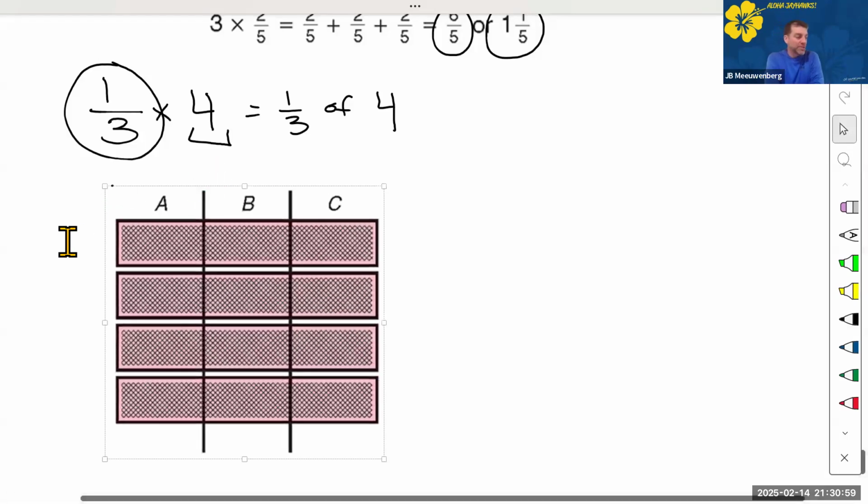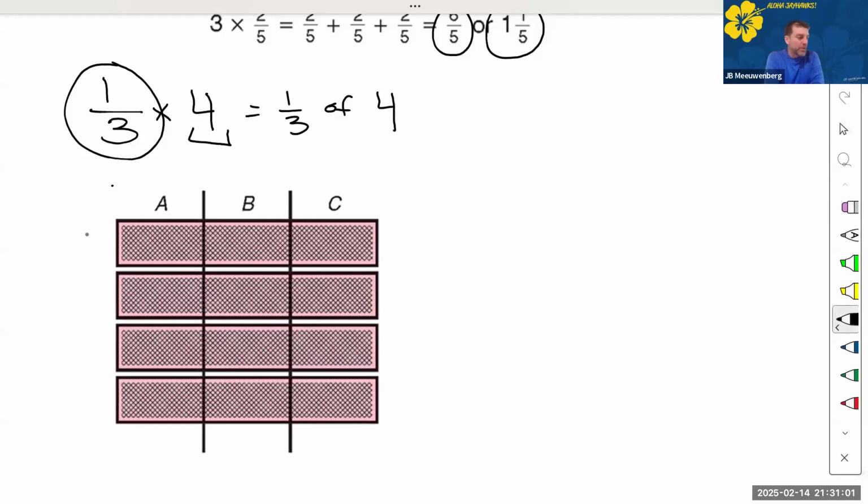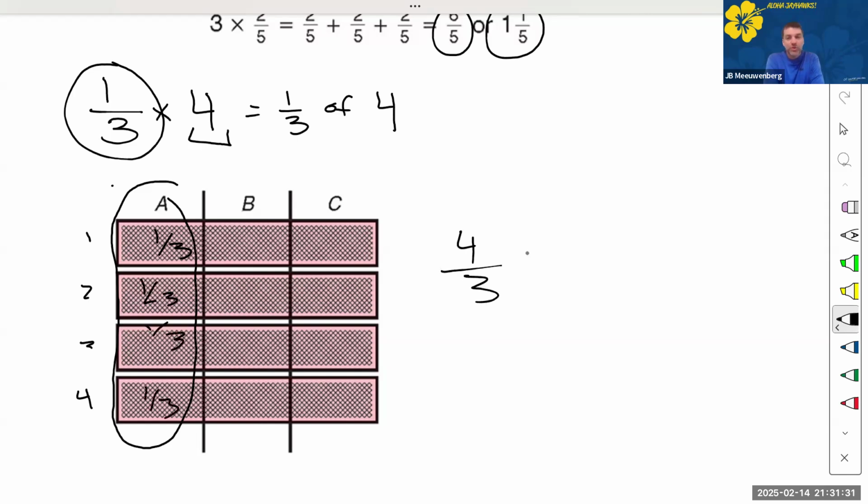So we've got 4 bars, right? 1, 2, 3, and 4. And then we're going to draw vertical lines cutting those into 3 sections, right? So how much do we have then? Well, if we look at these, those are all thirds, right? This is a third, a third, a third, which means we have 4 of these thirds, which can also be stated as 1 and 1/3.